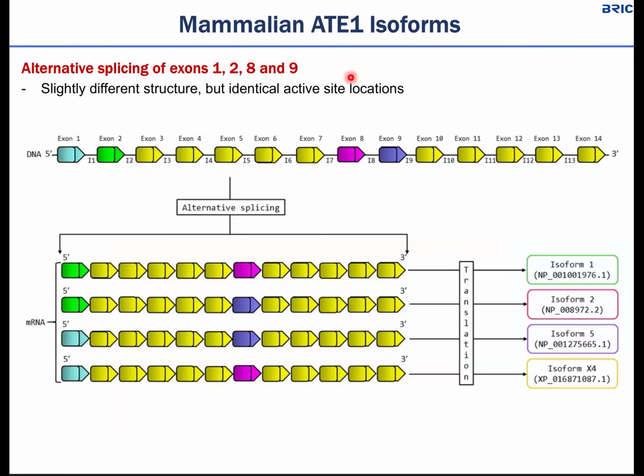Mammalian AT1 isoforms undergo alternative splicing of exons 1, 2, 8, and 9 to produce 4 different isoforms in humans. All 4 isoforms are capable of N-terminal arginylation and share critical residues or structural characteristics such as active site locations. However, for the purpose of this study, we focused on the isoform 2 variant of AT1 after screening for its in vitro arginylation capabilities.